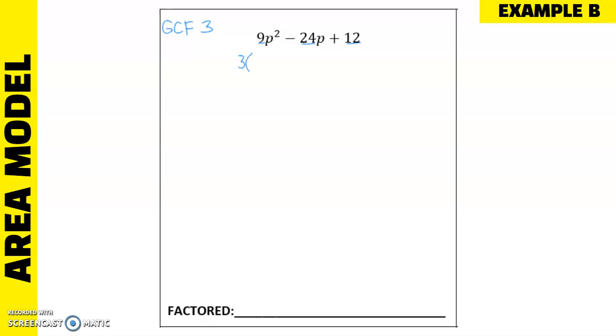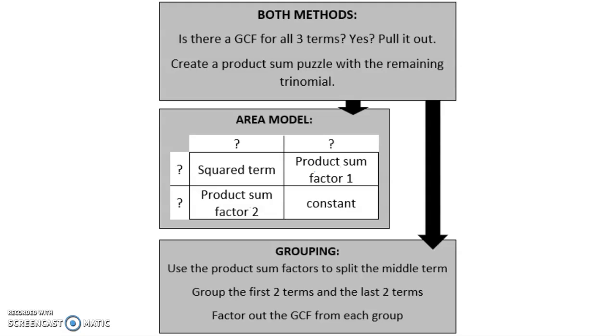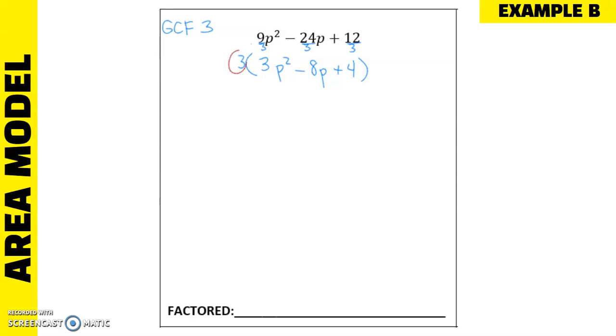So if I pull 3 out, I'm figuring out, if I divide all of these by 3, what is left inside? What would I multiply back by? 3 times 3p squared gets me 9p squared. 3 times negative 8p is going to equal negative 24p. And then 3 times positive 4 gets me back to positive 12. So that's my first step. I had a GCF, pulled it out. That GCF, its only job is to be out front now.